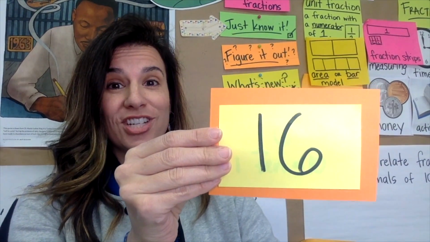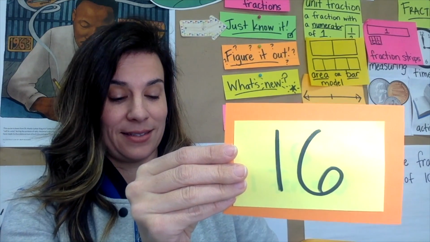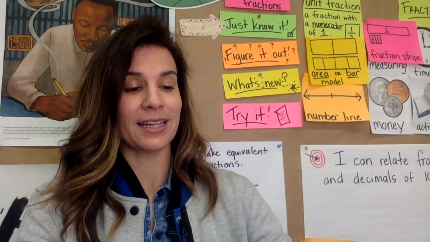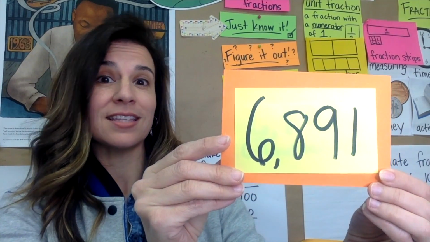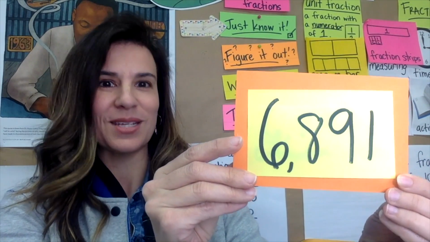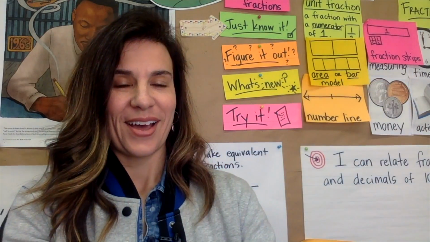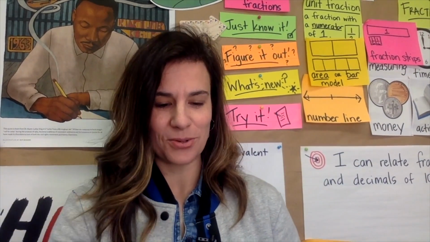16, what digit is in the tens place? And last but not least, 6,891, what digit is in the thousands place? All right, let's see if you just knew it, just like that.